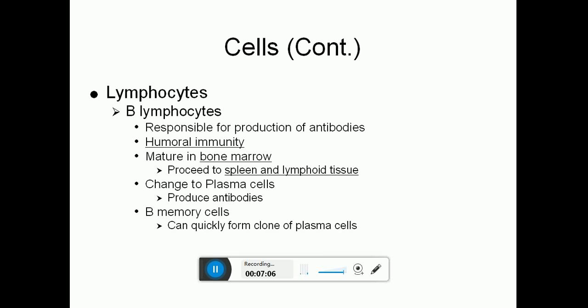Now, the other kind, which are called B lymphocytes, again, they're made in the red bone marrow. They mature, though, in the bone marrow as well, and that's hence the name B lymphocytes, although B isn't really related to bone marrow, but it just helps us to remember that. These B lymphocytes are responsible for humoral immunity.